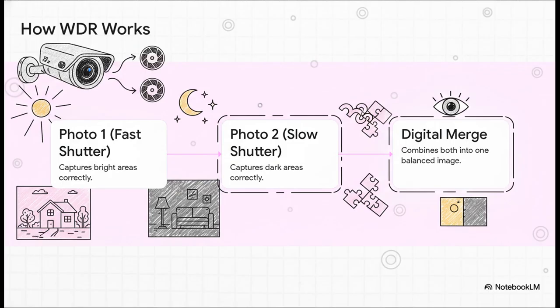The camera takes 2 pictures, one right after the other. It uses a fast shutter to get the details in the bright areas outside, and then a slow shutter to get the details from the dark areas inside. Then, it just digitally stitches them together into one perfectly balanced image where you can see everything.